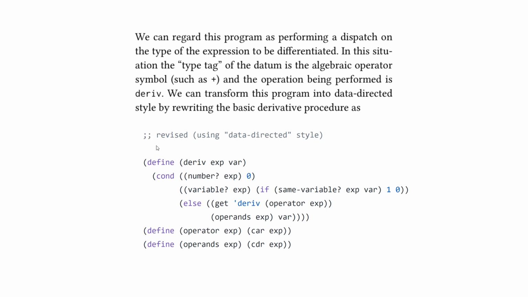So this is basically the procedure we just saw rewritten. You can see that we still have the number and variable clauses, but other than that, we just have an else clause that's calling this get on the deriv tag, and then it has the operator of the expression, and then this is going to return us a procedure from our hash table, which is then going to be applied to the operands of our expression, and we're performing our differentiation still with respect to var. And we have these operator and operands just defined as car and cdr.